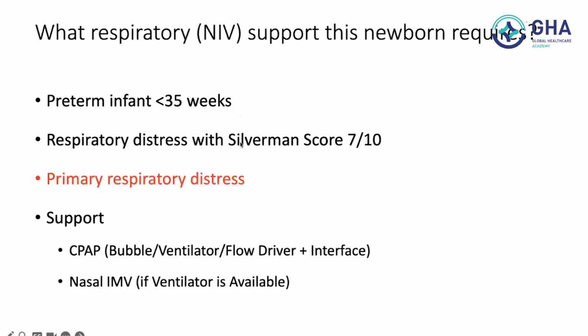So all babies less than 35 weeks, if they have a Silverman score of more than 3/10 at birth or immediately after birth, are candidates for CPAP or any other non-invasive respiratory support. This is called primary respiratory distress. And this baby already has 7/10, so he's typically a candidate for CPAP or non-invasive respiratory support. When we say non-invasive respiratory support, it could mean CPAP or nasal IMV. One would prefer CPAP over nasal IMV because it is logistically easy and more cost effective.